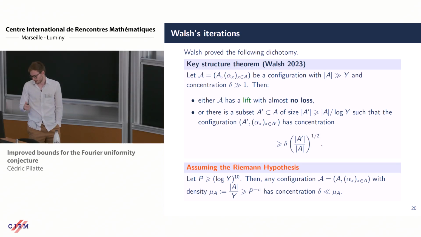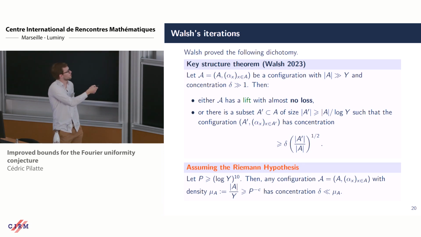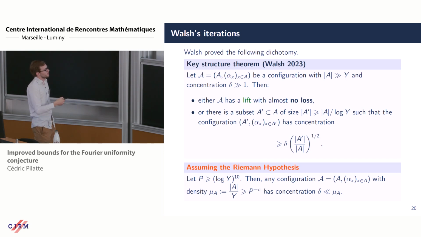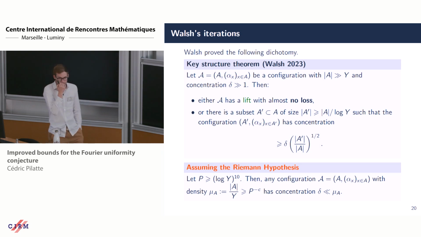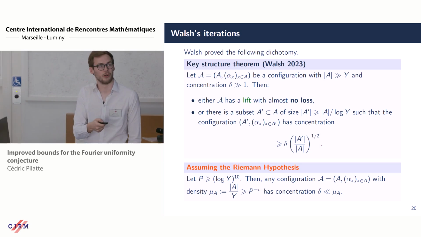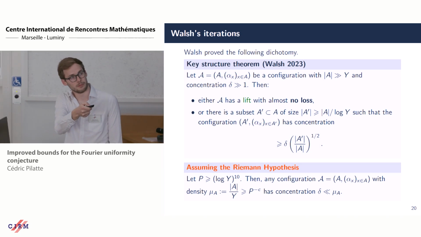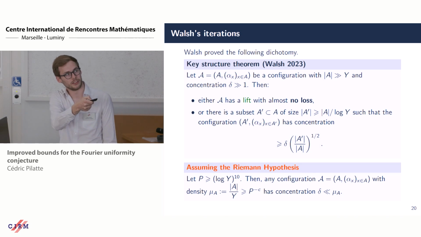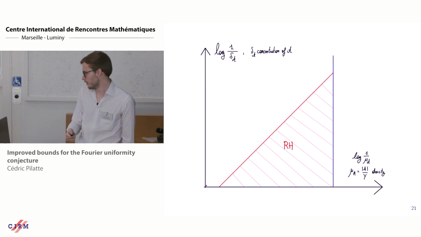And now he used another fact, that if you assume the Riemann hypothesis, and if p is at least some power of log, then any configuration A where the density, so the size of A divided by y, is at least p to the minus c for some small constant c, any configuration like that must have concentration which is quite small. So it's bounded by the density. So if the density gets small, then the concentration gets small as well. So this is a picture.